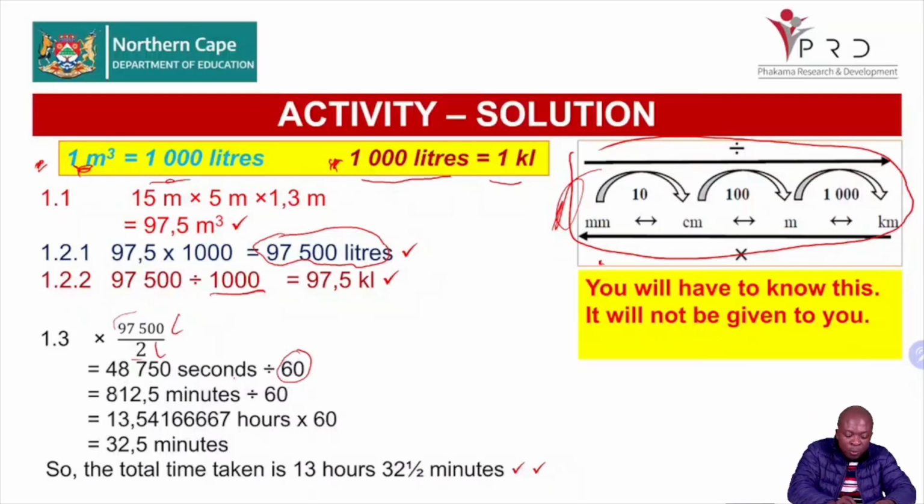to minutes. That's why you see 812.5 minutes. Now that we have it in minutes, I want it in hours. So I'm going to say 812.5 divided by 60. It will give me 13.5416667 hours. But remember, there's a portion, not the 13 hours, the 0.5411. You convert it by 60, you're going to get 32.5 minutes.